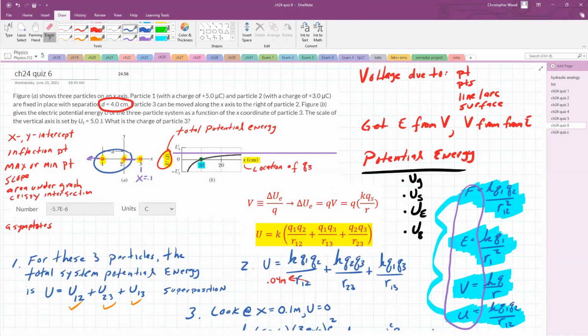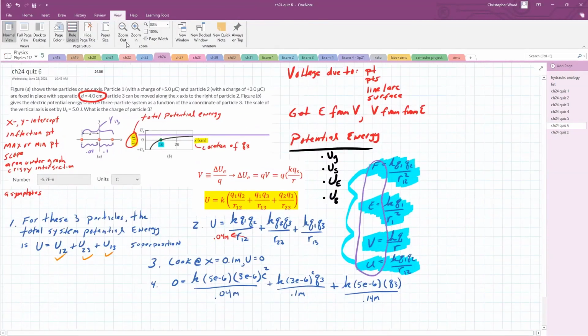The distance between 1 and 3 is right here. All right. The distance between 1 and 3 is this. This is R13, R13. This distance for me is 0.04. And this distance for me at this particular location is 0.1. So that's how I get 0.14. Okay. So we need to solve for Q3. Yep. Okay.